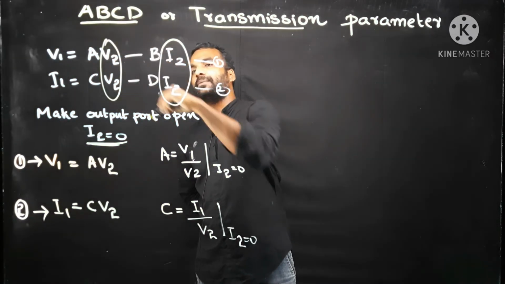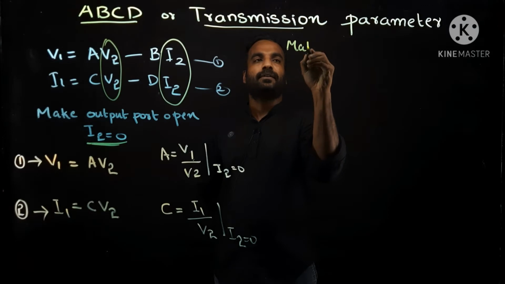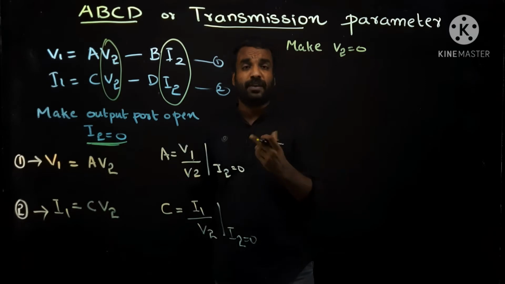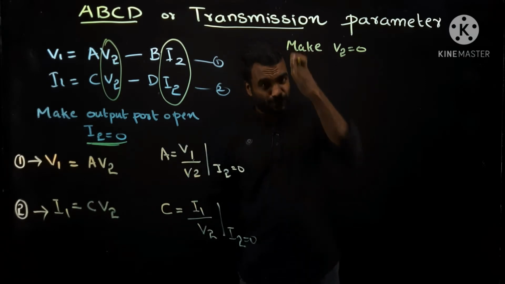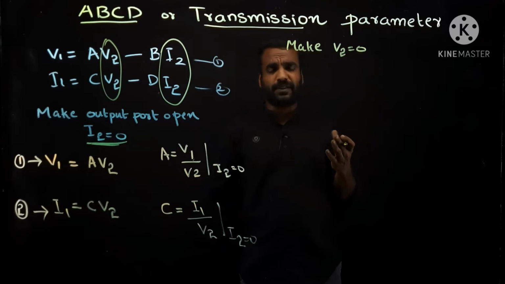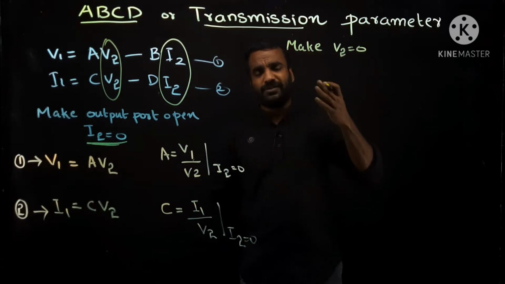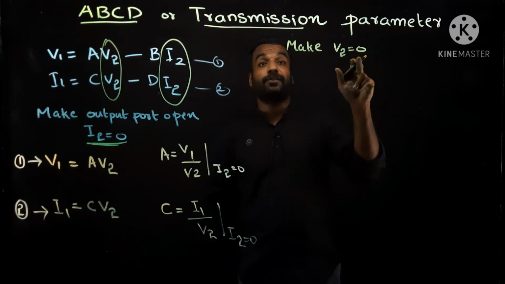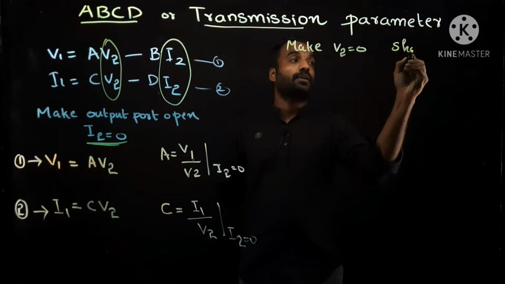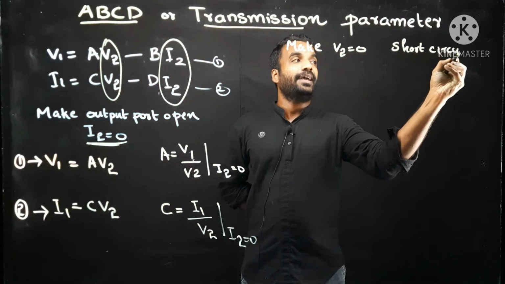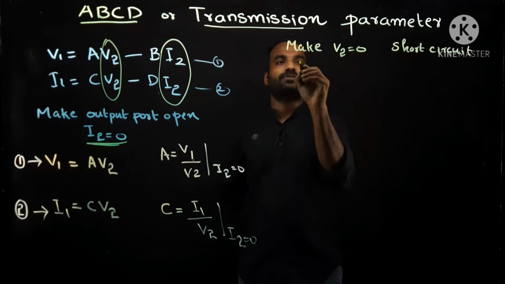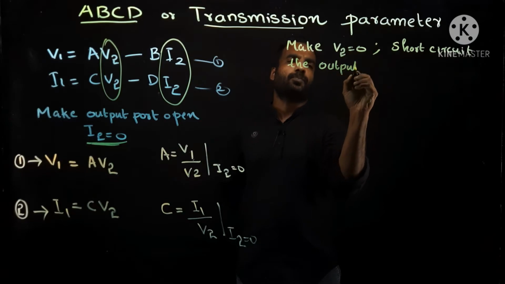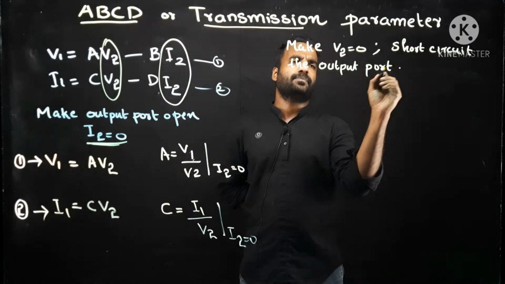Now I want to find the other two, that is B and D, so that these sides should become 0. So make V2 is equal to 0. How can a voltage be made 0? A voltage is 0 only when the circuit is short circuited. Short circuit means no potential difference between 2 points. So current will be high but voltage will be 0. So short circuit, which port? Again it is the output port, we have to make V2 0. Short circuit the output port. Output port or port 2, both are the same.